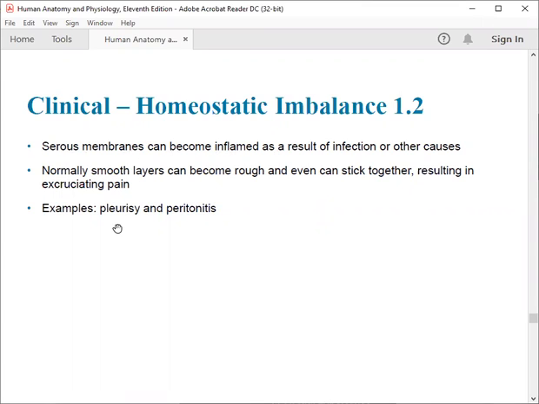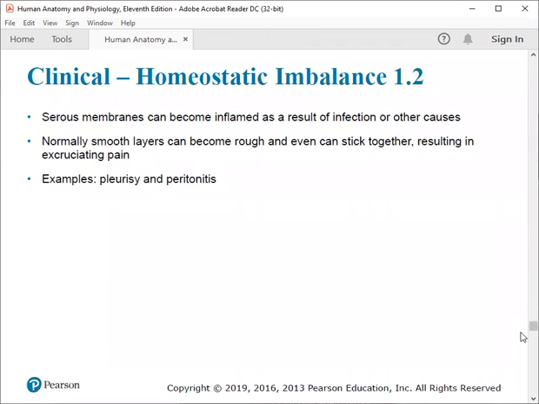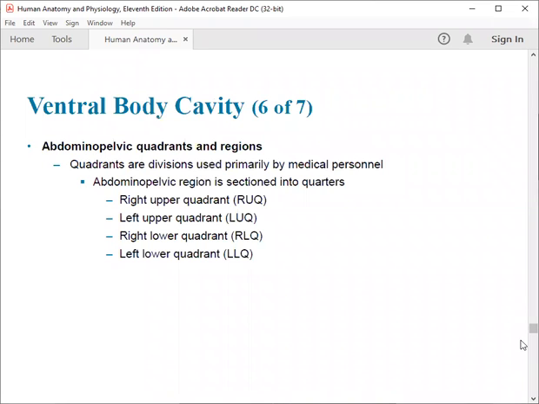An example is pleurisy, which is pleur, again, P-L-E-U-R, the lungs, and inflammation in that lining around the lungs. My dad actually had this a few years ago, and he agreed, gave personal experience that it is excruciatingly painful. So that's one of the clinical applications of where you can see this.